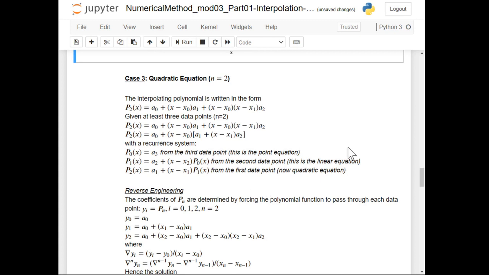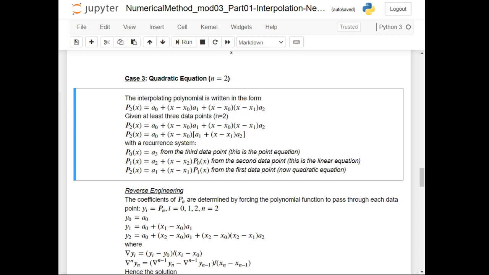Let's proceed with the quadratic equation, or the second degree polynomial equation. Getting from the introduction of this module, the second part, we were able to understand this one. We have three coefficients, and if we know these coefficients, we can construct a quadratic equation, given at least three data points.